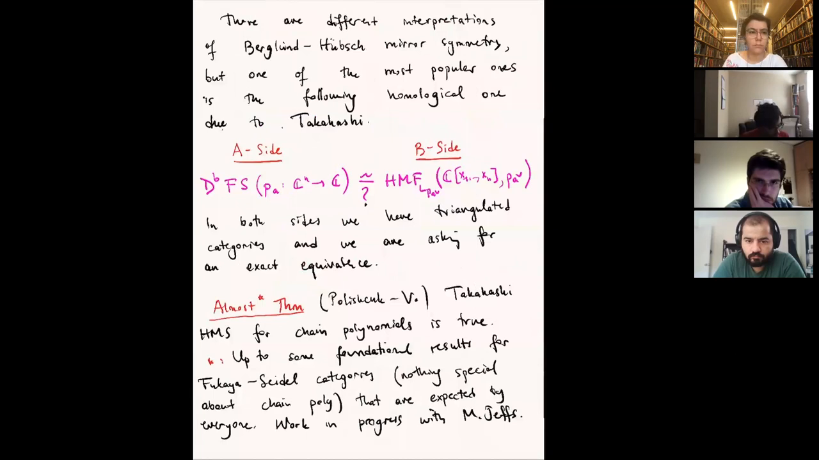So as I mentioned, this Berglund-Hübsch mirror symmetry conjecture has been interpreted differently by different people. And I'm going to focus on one particular interpretation. It's a homological mirror symmetry conjecture. It conjectures that two categories associated to these two polynomials are the same. And this one's due to Takahashi.